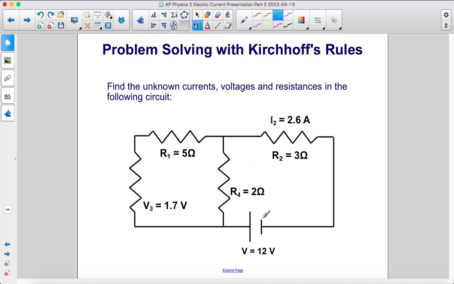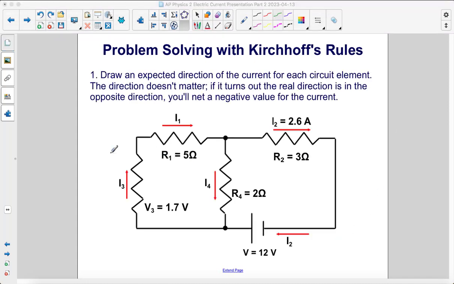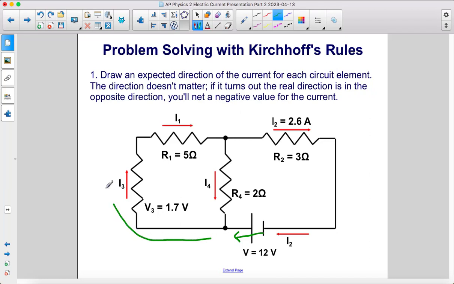So here we have one battery, and we have several paths going around. We have a couple different loops. First, we're going to draw an expected direction of current. So we're going to say, all right, here's our battery. Our current will leave the battery. Let's say it goes this way around like that. Some of it will go that way. Remember, if we're wrong, we'll just get a negative value for current, which is how we'll know that it's actually the other way.